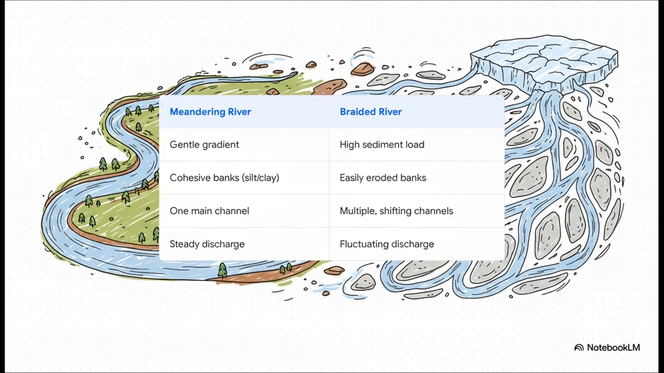But wait, not all rivers meander. Under different conditions, specifically if a river is carrying a massive amount of sediment and has really weak banks, it can form a totally different pattern. Instead of one main channel, it splits into tons of smaller, shifting channels that weave around these little islands of sediment. This is called a braided river. You see these a lot near melting glaciers, which dump huge fluctuating loads of sand and gravel into the water.